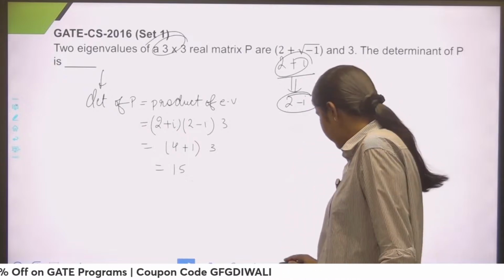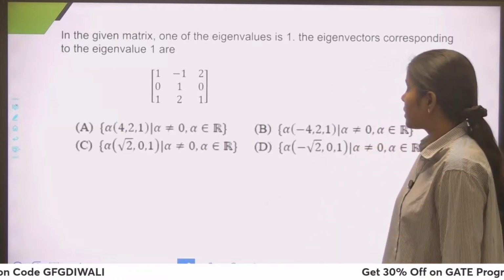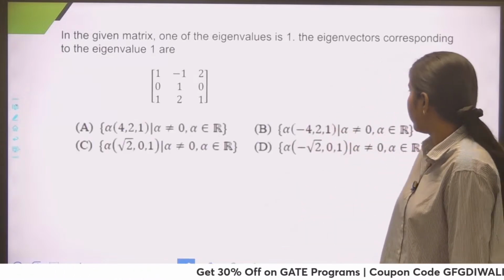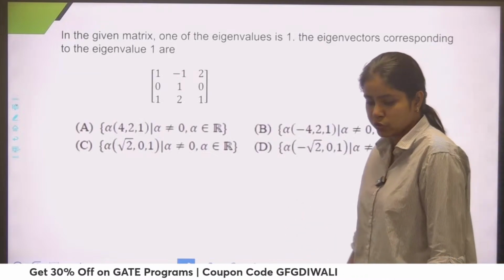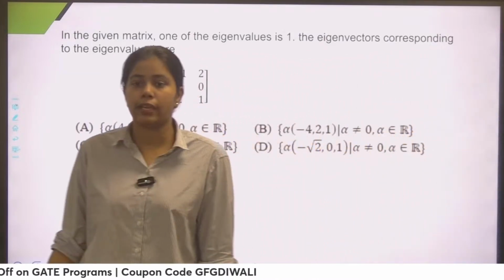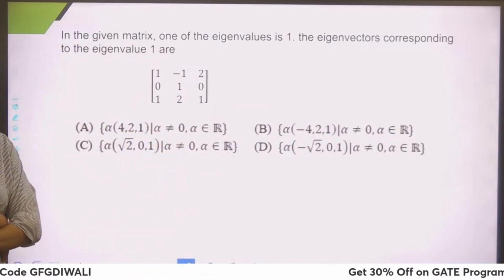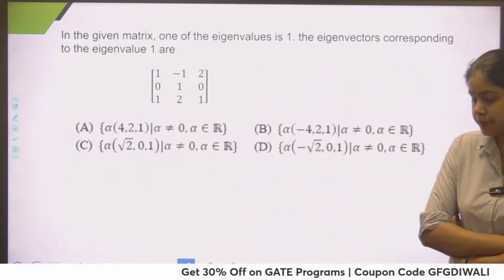Okay, let's solve another question, guys. So this is a question: in the given matrix, one of the eigenvalues is 1. Corresponding to that eigenvalue 1, what is an eigenvector? So you have to tell which would be the eigenvector corresponding to the eigenvalue 1. So let me know quickly what would be the answer. Let me know, guys, what would be the answer here.